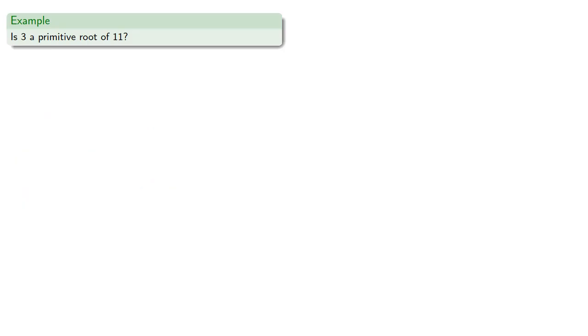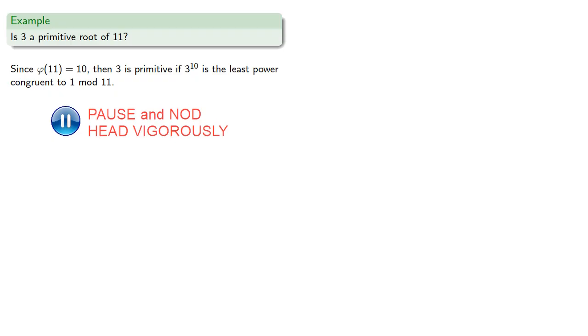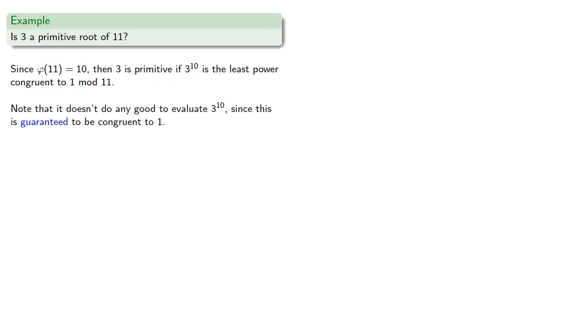For example, let's see if 3 is a primitive root of 11. Since phi of 11 is 10, then 3 is primitive if 3 to the 10th is the least power congruent to 1 mod 11. Note that it doesn't actually do any good to evaluate 3 to the 10th, since this is guaranteed to be congruent to 1. What we want to know is if there's a lower power.